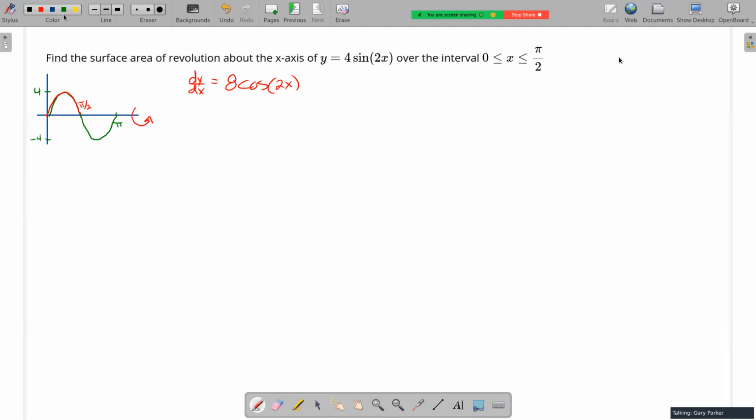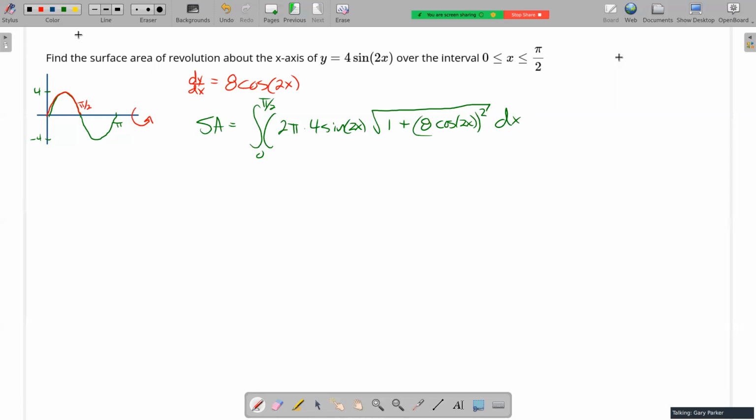Looks good. All right, next we need to set up our integral. So our surface area will be the integral from 0 to pi over 2 of 2 pi times our function, 4 sine of 2x, times the square root of 1 plus that 8 cosine of 2x, squared, dx. My, oh my, that's a beauty.